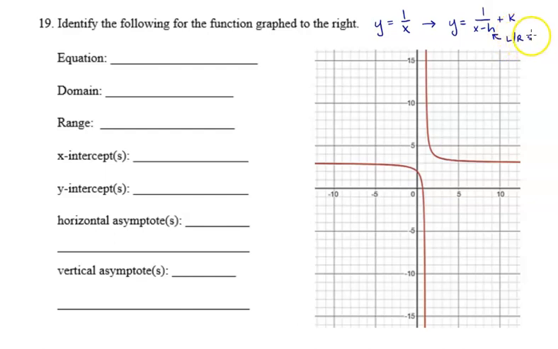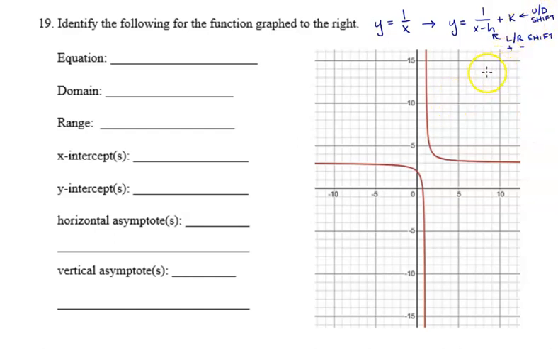where h is the left and right shift. If it moves to the left, then actually we have a plus h, and if it moves to the right, we have a minus h right there. And then k is our up and down shift. So I'll say ud for up and down shift.